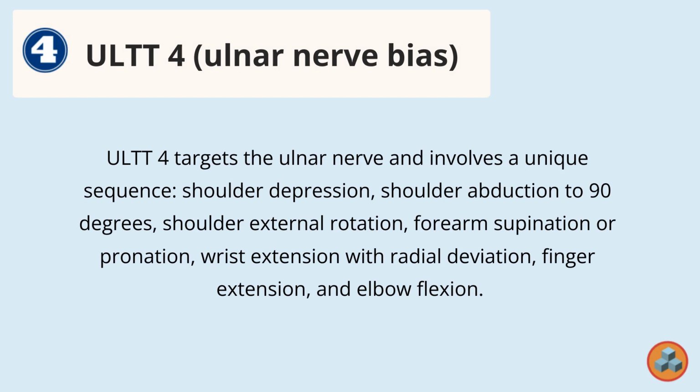Option 4, ULTT4, ulnar nerve bias. Upper limb tension test 4 targets the ulnar nerve and involves a unique sequence: shoulder depression, shoulder abduction to 90 degrees, shoulder external rotation, forearm supination or pronation, wrist extension with radial deviation, finger extension, and critically, elbow flexion. This is the only upper limb tension test that requires elbow flexion rather than extension.